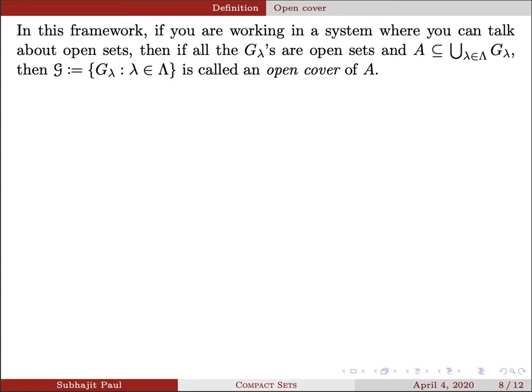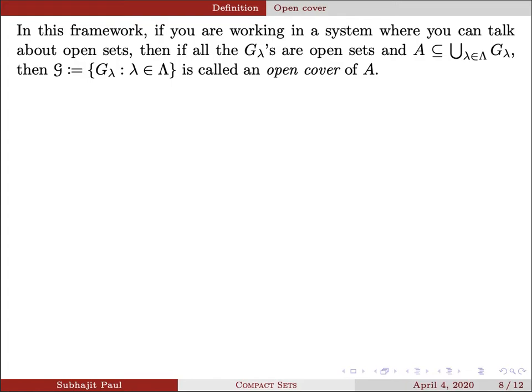Fine. Now in this framework, if you are working in a system where you can talk about open sets, then if all the G lambdas are open sets and the G lambdas are a cover, then the collection script G is called an open cover of A.